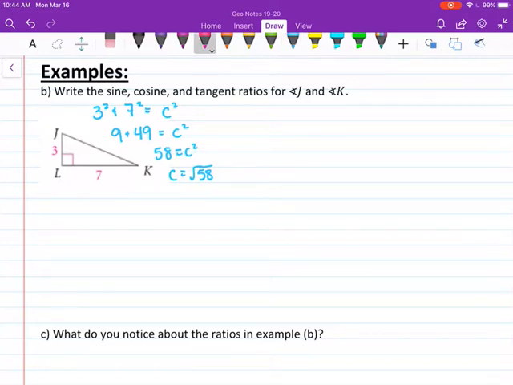All right, so let's figure out angle J. So the sine of angle J equals the opposite to angle J.